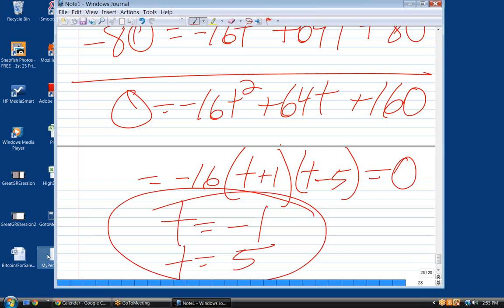Now obviously t can't be equal to minus 1 because we're talking about time. It's a little bit like working with dimensions. You throw out your negative answers. There's no such thing as negative time. So the only answer that we're interested in is t equal to 5, which tells us that after 5 seconds, the ball will hit the ground. Okay?